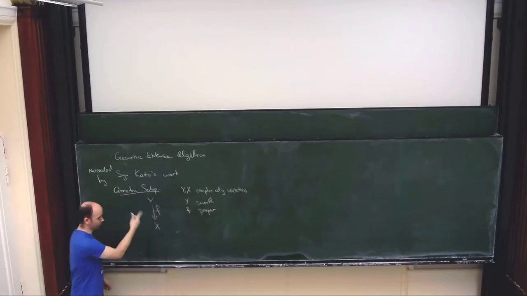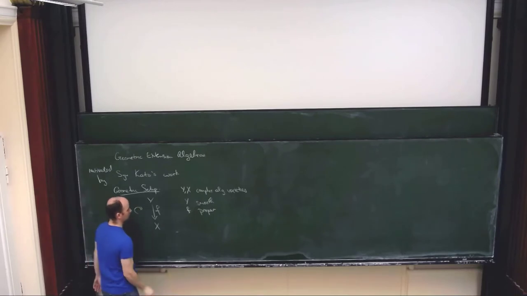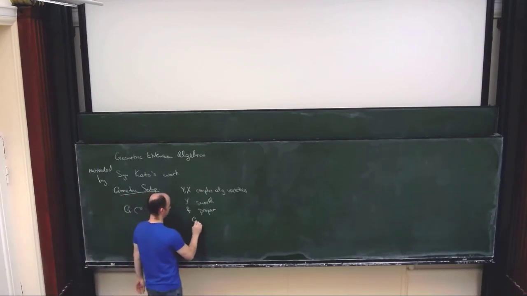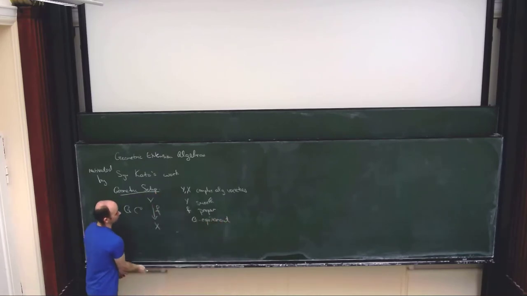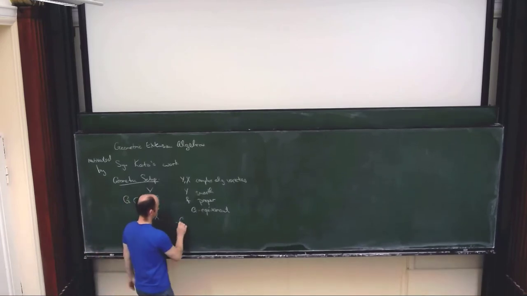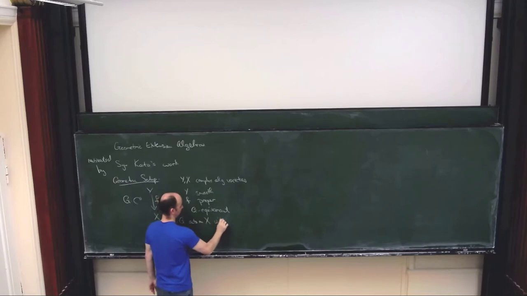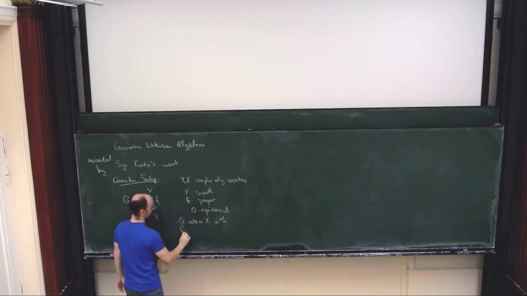And then I want there to be a group G acting on this whole situation, and F is G-equivariant. And then one more that I'll put up now is that G acts on X with finitely many orbits.